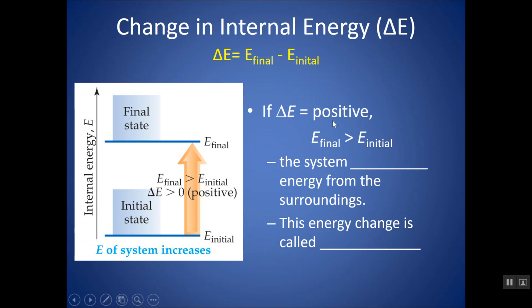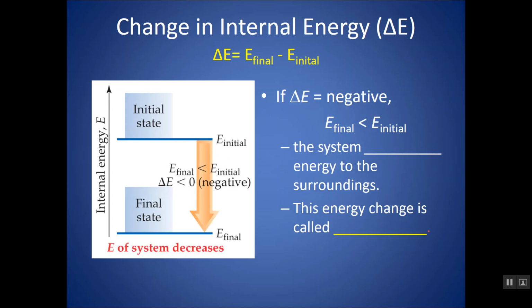Okay. If the change in energy is positive, meaning your final energy is greater than your initial energy, that means the system must have absorbed energy from the surroundings. If your system's absorbing energy, we say that it is an endergonic change. So this is similar to endothermic and exothermic, but we're talking about energy as a whole, not just in the form of heat. So anytime a system absorbs energy, it's endergonic. The opposite, if your delta E is negative, the system has released energy to the surroundings, and this is called exergonic. Okay, this would be similar to exothermic if it were just heat, but since we're talking about energy as a whole, we call it exergonic.